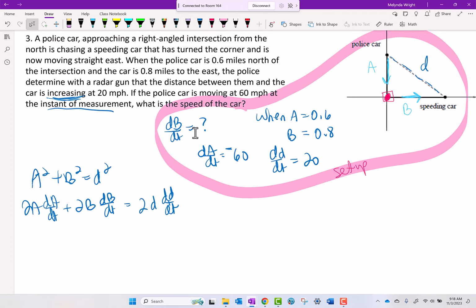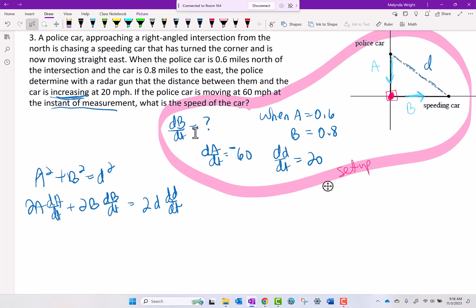So this time, instead of being careful and checking all the numbers, let's just throw the numbers in and see what happens. That's another way that you can do it. You don't have to be careful and check everything. Let's just throw numbers in. Do I have A? I do, it's 0.6. Do I have dA/dt? Yep, it's negative 60. Do we have B? Yep, it's 0.8. dB/dt is what we're looking for. I'm just going to highlight that so we can keep it in mind. That's what we're looking for.